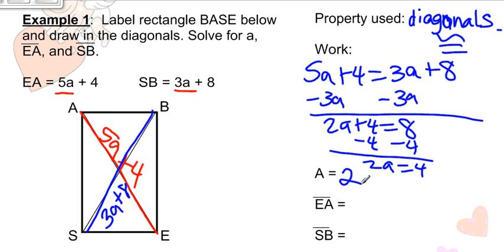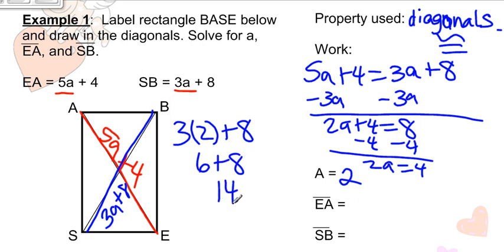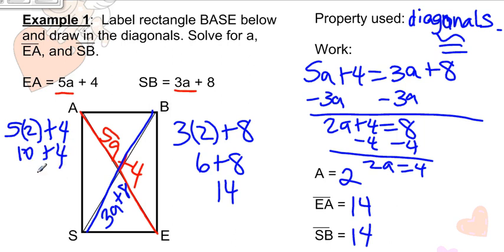A equals 2. And again, now with my 2, I just really have to plug it back into one of them. I'm going to plug it back into the 3a plus 8. So I got 3 times 2, which is 6, plus 8. And I'll get 14 for both EA and SB. Remember, they're equal, so I don't have to plug them into both. But you can to double check that you've done your math correctly. So 5 times 2 plus 4 gives us 10 plus 4, or 14. Notice that they both indeed got 14.